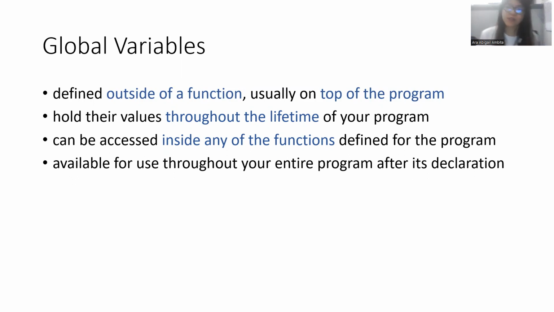So what does it mean? In the previous video, we discussed the local or automatic variables. If a certain function is called, the local variables inside it will be created, and after the function is done with its execution, all its local variables will be destroyed. That does not happen with global variables. Global variables are not destroyed and will be available for use throughout the entire program.